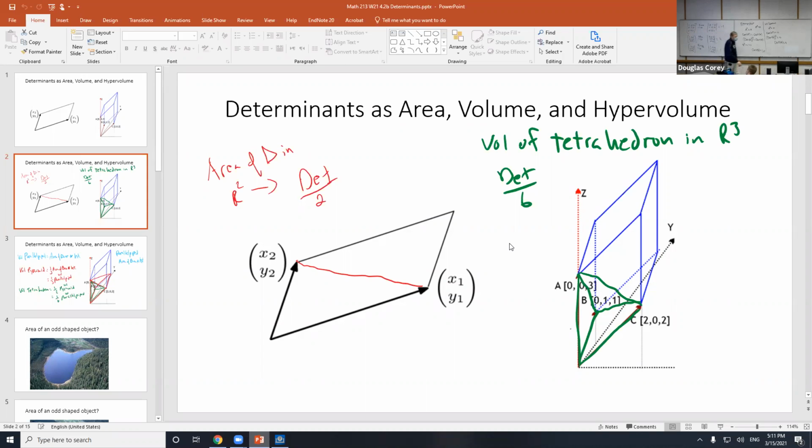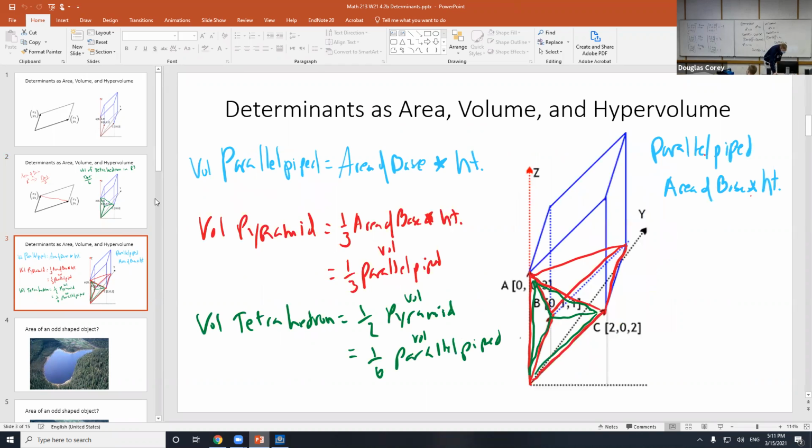It's not that hard to see why, I hope. The volume of the parallelepiped is the area of the base times the height. So we're going to think about this as the base. If I take that base and connect it to 1 vertex right here, then that's a pyramid. And the pyramid is 1/3 the area of the base times the height. It takes 3 of these pyramids to make the parallelepiped, the volume of 3 of those to make the large one.